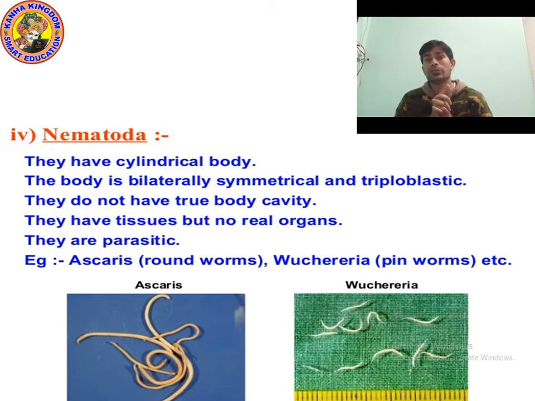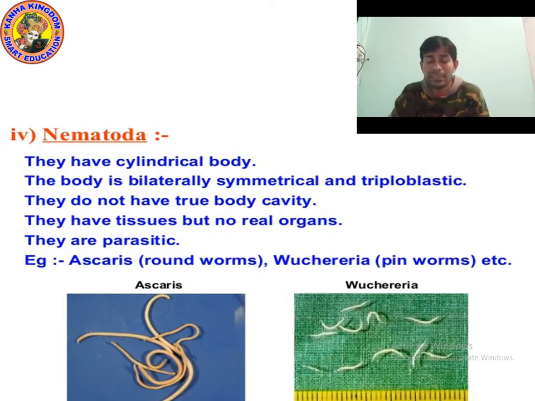Their body is cylindrical. Yes, Nematoda, their body is cylindrical, in the shape of a cylinder. And if we talk about their symmetry, they are bilaterally symmetrical. You know the meaning of bilateral symmetry, and they are triploblastic. Yes, they are triploblastic.